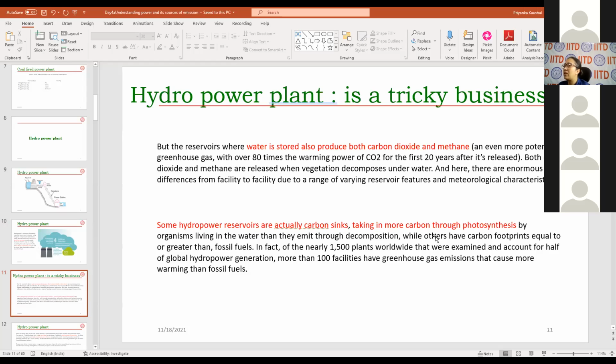And methane, as we understand, is about 80 times more potent in terms of GHG potential than CO2. That means if I score the heat-holding potential, the warmth-holding capacity of CO2 as 1, then methane is 80. The potential of it is 80 times higher than that of CO2.